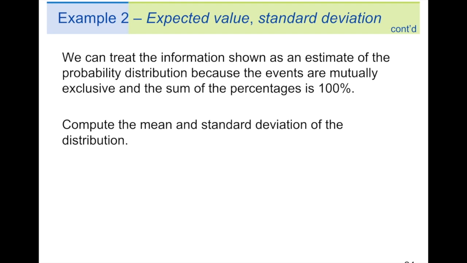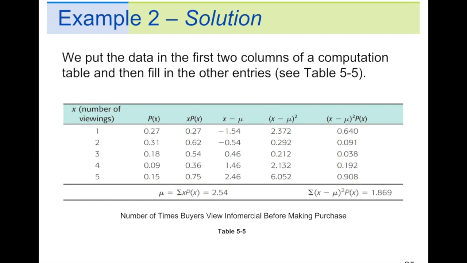We can treat the information shown as an estimate of the probability distribution because the events are mutually exclusive and the sum of the percentages is 100%. Compute the mean and standard deviation of the distribution. We put the data in the first two columns of a computation table and then fill in the other entries. So knowing how to do this table is very important.